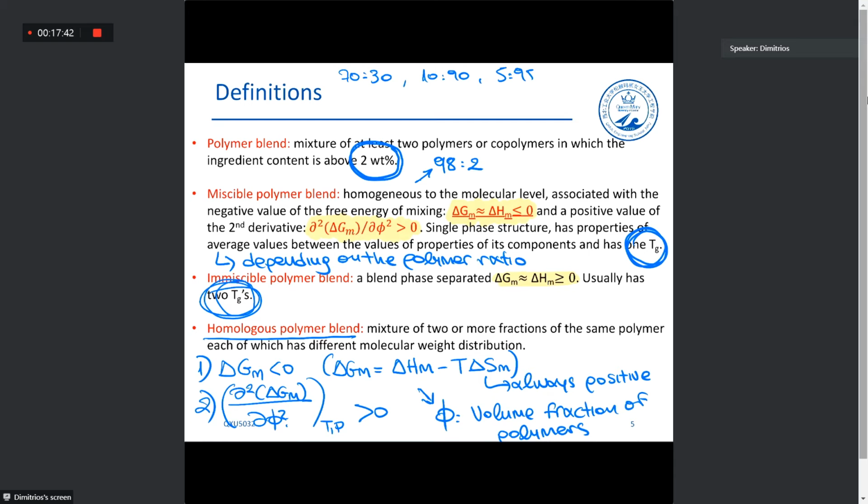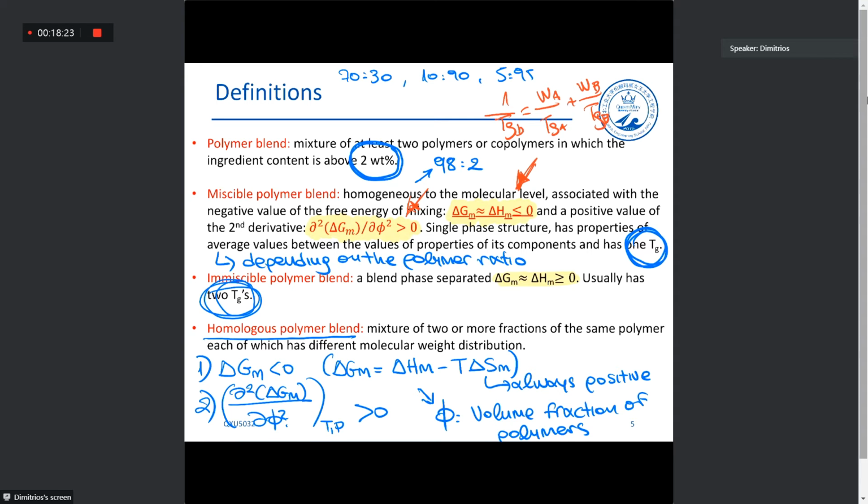So, we said that usually we use blends in order to reduce cost and create materials of our choice, that is, materials by design. And what I want you to remember is that we need two things in order to have a miscible polymer blend: a negative Gibbs free energy of mixing and a positive second derivative of the Gibbs free energy. And a miscible polymer blend has one Tg, which can be approximated by the Flory equation, okay? You remember the Flory equation? 1 over Tg of the blend is Wa over Tga plus Wb over Tgb, okay?